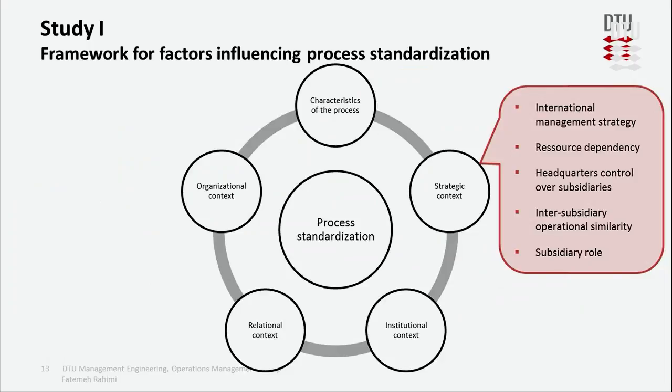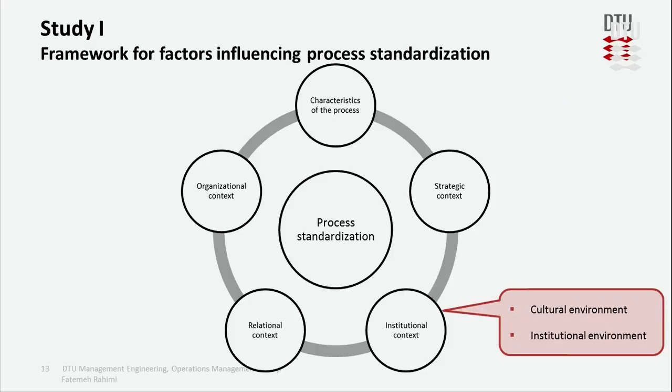The first category covers those factors that relate to corporate strategic and structural context, like international management strategy and resource dependency. This is with the assumption that standardized business processes are centralizing coordination mechanisms, and therefore their deployment in a multinational corporation needs to be in line with corporate strategic and structural context.